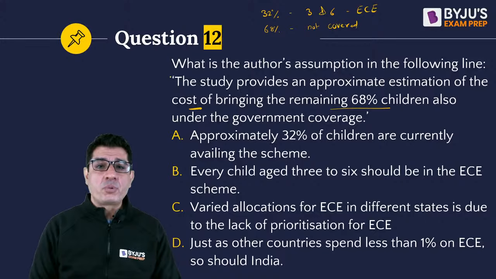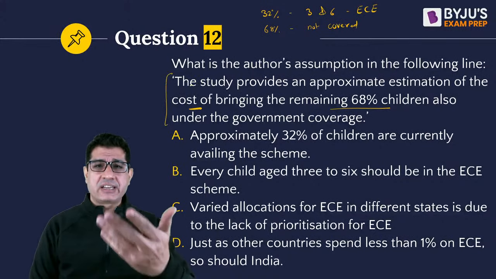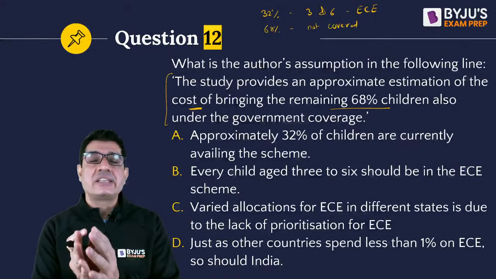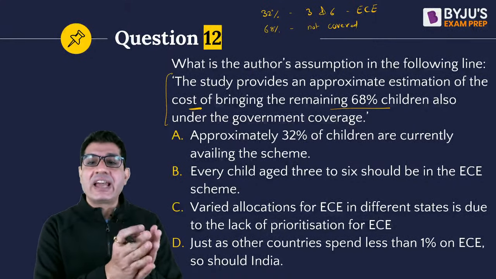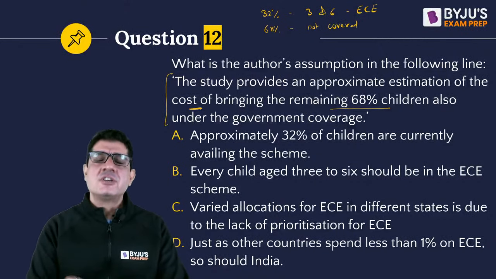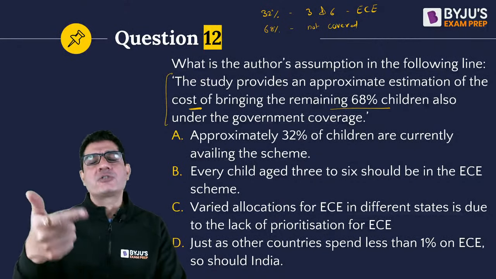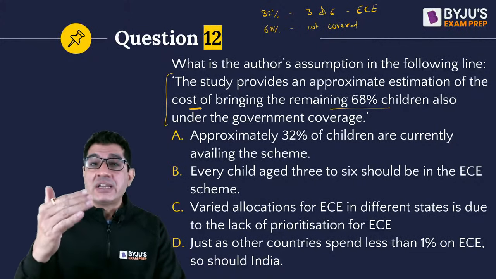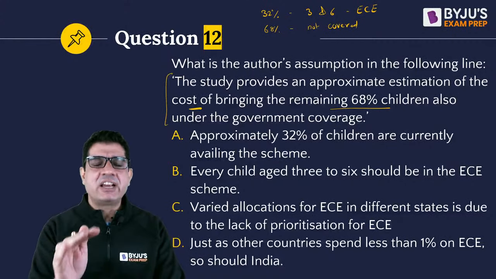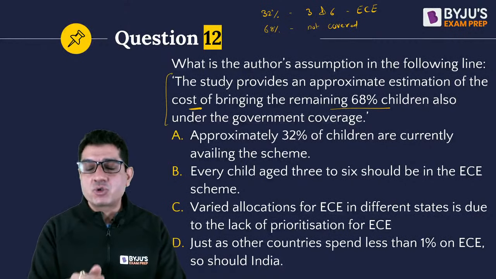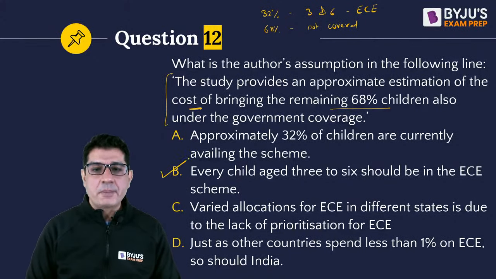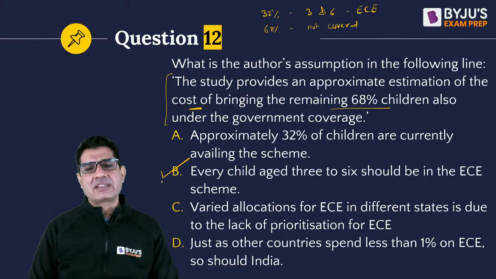So, why are they proposing that cost or that number? They want the remaining 68% to be covered as well. So they're saying that every child should be covered. So far you're covering 32%. Here is the cost for bringing another 68%. So their starting point, their fundamental assumption is that every child between the age of 3 and 6 should be supported by the government, and that is why B is the best answer choice.